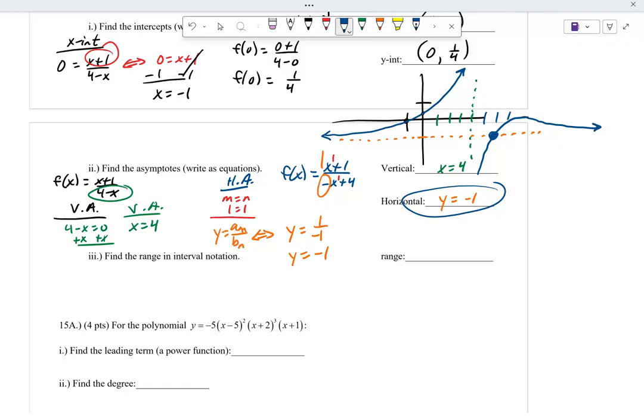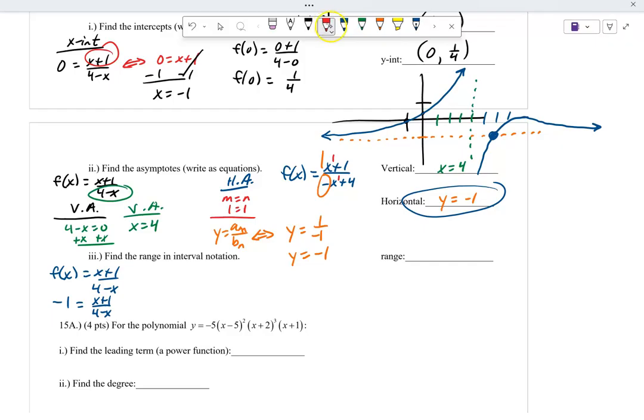So how do you check that? Well, my functional value f of x is x plus 1 over 4 minus x. Does it ever hit a y value of negative 1? And so you just got to solve that and see if that's possible. Do you ever hit that?